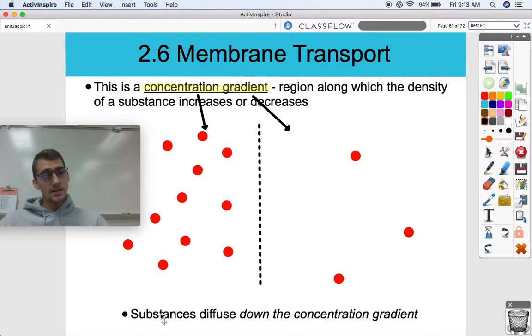So what I like to say is that substances diffuse down the concentration gradient. Molecules are naturally just going to move from high to low concentration, just like things at the top of a hill, if they're given the right push, are going to tend to go down the gradient.